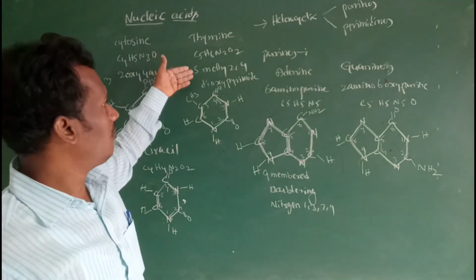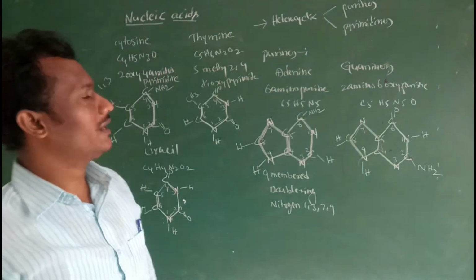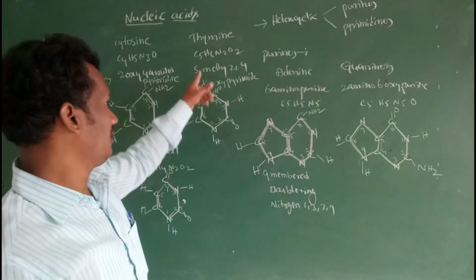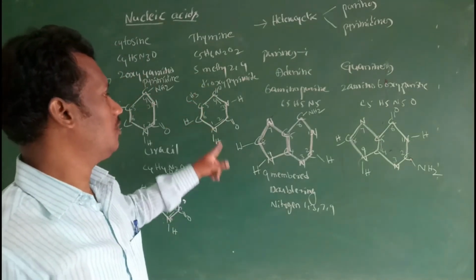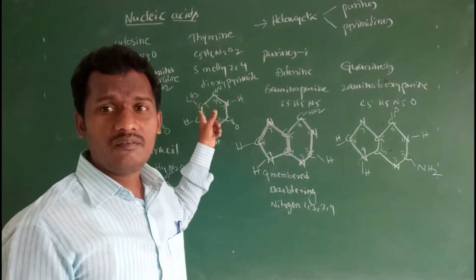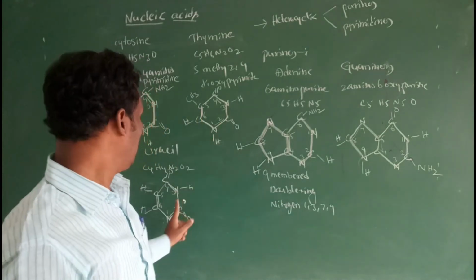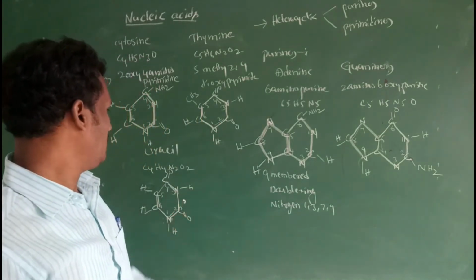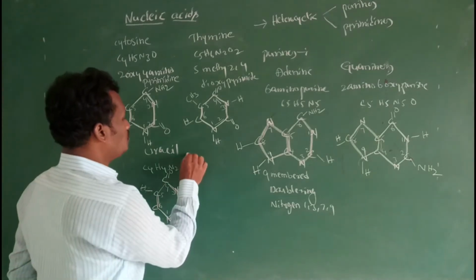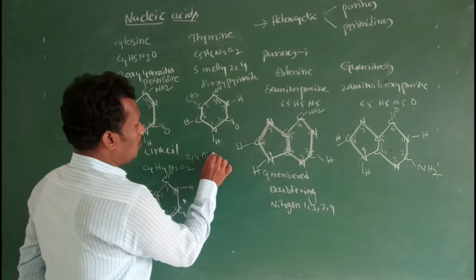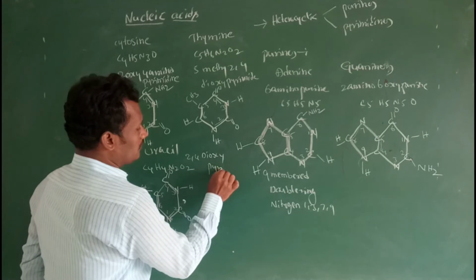Then thymine is also called 5-methyl-2,4-dioxypyrimidine. That means a methyl group, CH3, is at the fifth carbon position. Then uracil is also called 2,4-dioxypyrimidine.